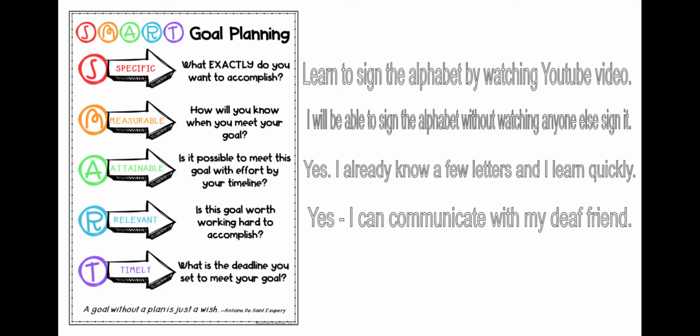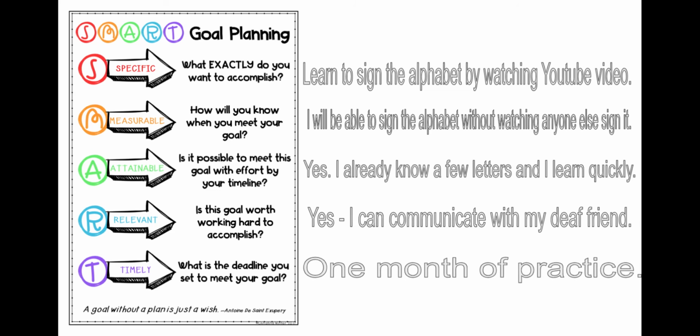Lastly, time. How much time am I going to set for myself to reach this goal? And I decided that if I practice at least once a day for a few minutes, I should be able to sign the alphabet with 1 month of practice. So there are my SMART goal plans.